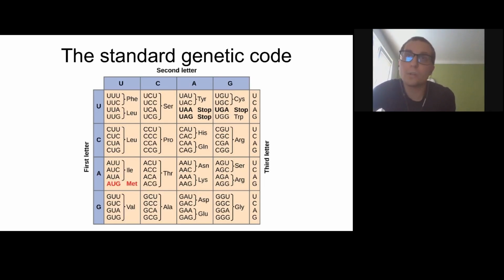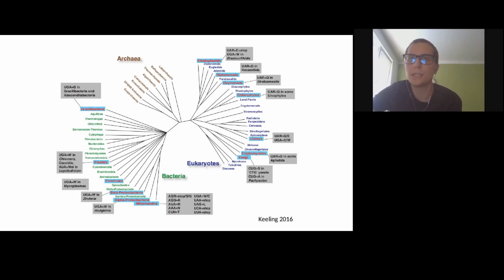Okay, so you all know the standard genetic code, which is basically the set of rules for how triplets of nucleotides are translated into amino acids. The standard genetic code is used by the majority of organisms, and we are also using it in our nuclear genomes. But some organisms use so-called alternative genetic codes, where some codons are used in a different way than in the standard genetic code.